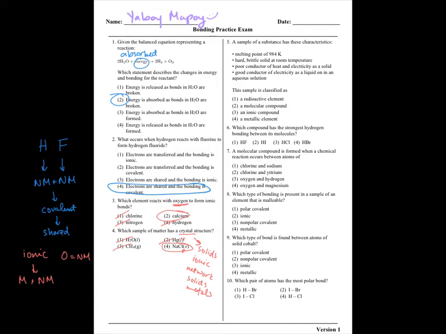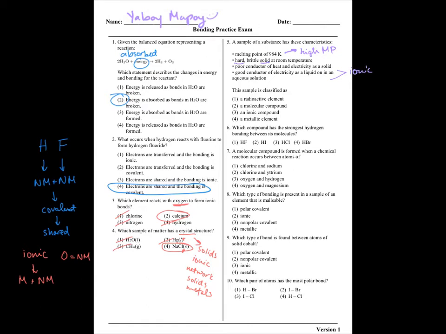Okay. All right, so let's look at each of these. This one right here, this is a pretty high number, so it's a high melting point. This one's hard, brittle, solid at room temperature. Okay, keyword there, solid, and it's hard. Poor conductor of heat and electricity as a solid, but it's good as liquid in an aqueous solution. So let's think about these two. What follows both of them? That's ionic. So ionic compounds follow this.